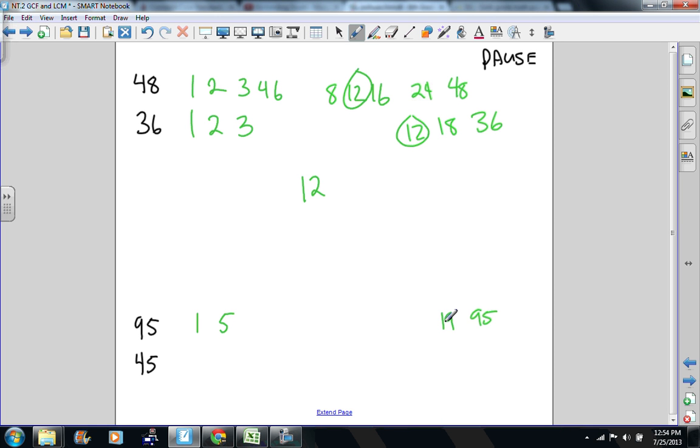Can't be 10, can't be 15. I think that's it. So on the bottom, 1 and 45, 5 and 7, and that's it. So our answer looks to be 5.